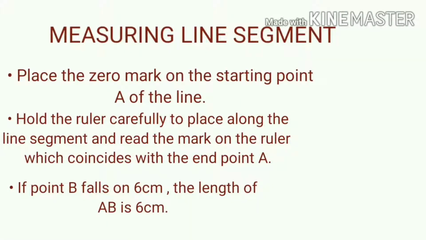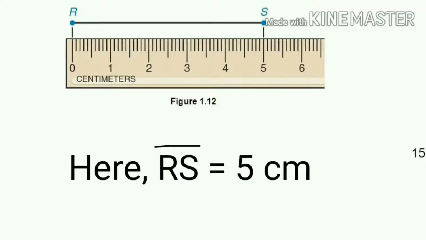To measure a line segment, place the zero mark on the starting point A of the line. Hold the ruler carefully along the line segment and read the mark on the ruler which coincides with the endpoint B. If point B falls on 6 cm, the length of AB is 6 cm. We can understand it by this figure. Here, line segment RS is equal to 5 cm.